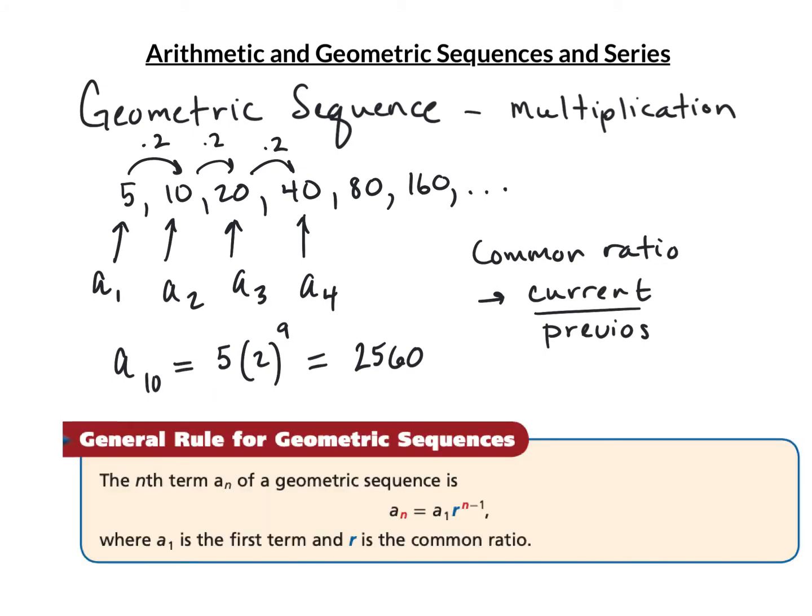This can be generalized for every geometric sequence into the formula below. A sub n, whatever term you're looking for is n, equals the first term. The first term here was 5, times r. Now r is not the rate, it's the common ratio. They used r for the common ratio. That's what we're multiplying by, it's the 2. To the power of n minus 1. Just like in my example, because I was going to the 10th term, and because I started at the first term, I only had to move forward 9 places to get to the 10th term.